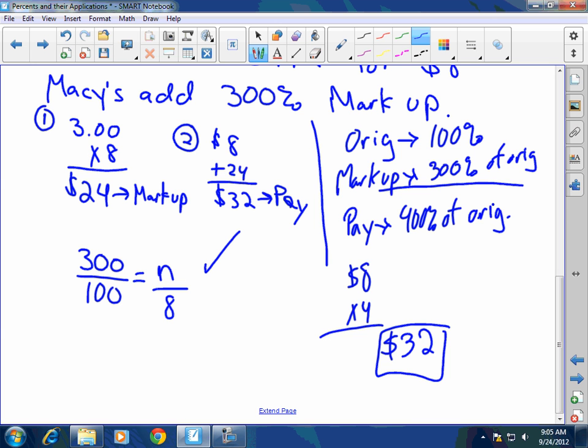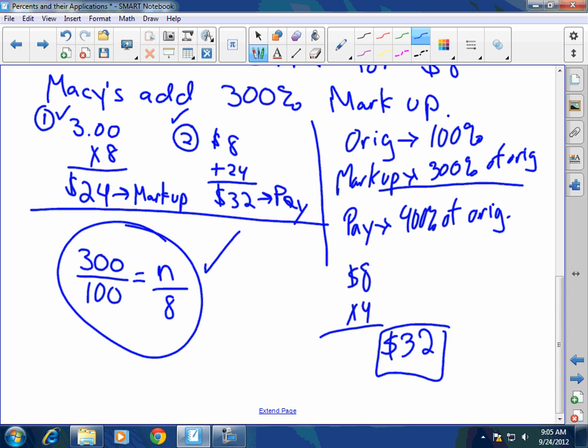That works perfectly. I think, in my opinion, that's a little bit more work than what you need. But again, yes, a third way to do it. So you could do it where you find the markup or discount, then add or subtract the discount, and you have your answer. You can set up a proportion, or you can find the amount of increase and the total amount of the original that you're going to pay and multiply that by the original amount.